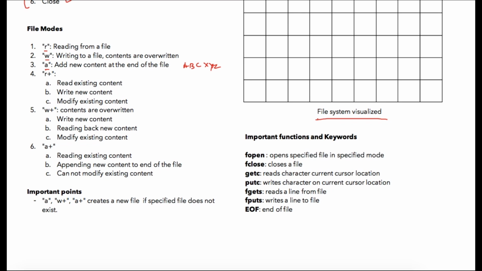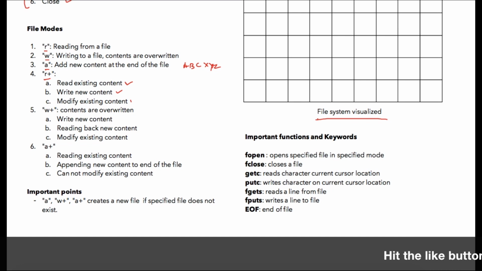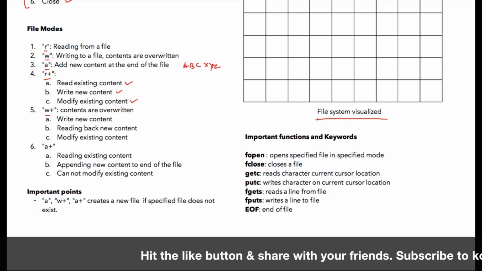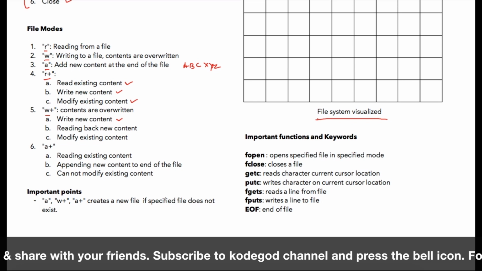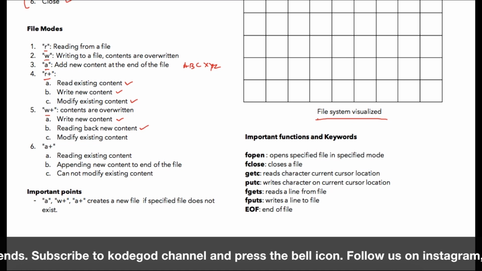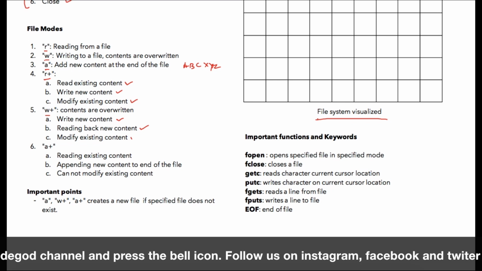Then there are a few more advanced file modes, that is R+. Using this mode, you can read existing content, you can write new content to the file, and you can modify existing content as well. Similarly, we have W+. In this case, contents are overwritten like the case of W. In addition to it, you can write new content, you can read back the new content that you have written, and you can modify existing content from the file.